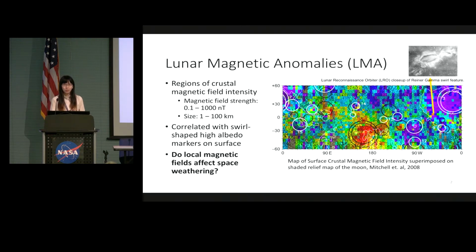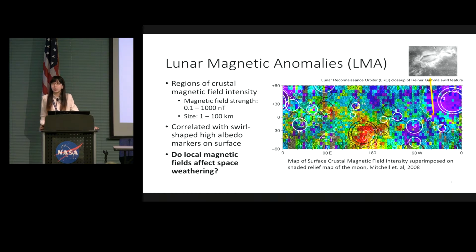These are regions of crustal magnetic field intensity. They range in strength from about 0.1 to 1,000 nanoteslas, and in size from 1 to 100 kilometers. And they are, of course, correlated with swirl-shaped, high albedo markers on the surface, like the Reiner Gamma swirl feature. And specifically, all swirls have LMAs associated with them, but not all LMAs have swirls associated with them.